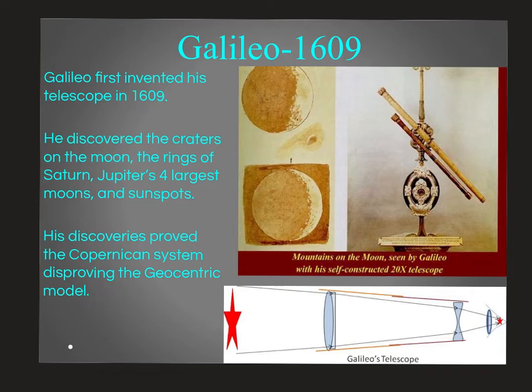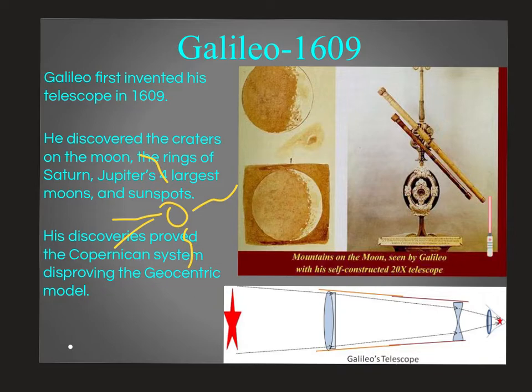He discovered the craters of the moon, the rings of Saturn, which he thought, and many people at the time thought, looked like ears. Jupiter's four largest moons and sunspots. His discoveries proved the Copernican system, disproving the geocentric model. So remember, Copernican is talking about the heliocentric, or sun-centered, model.